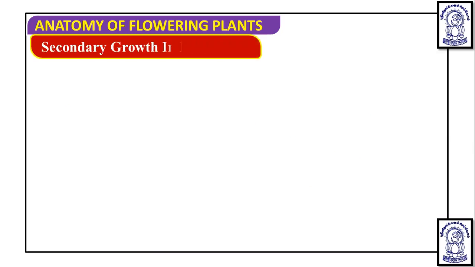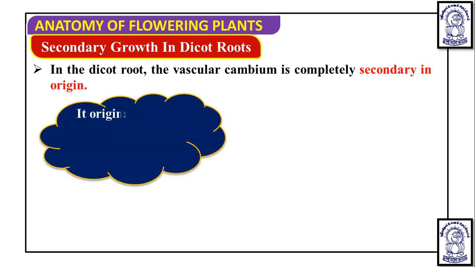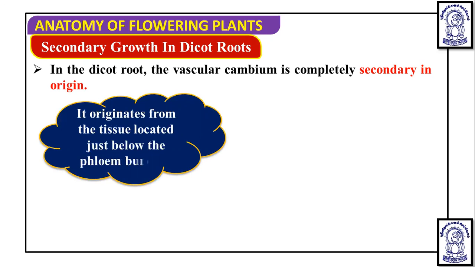In the dicot root, the vascular cambium is completely secondary in origin. Dear student, in dicot stem, we have discussed that it is partially secondary in origin. But in dicot root, it is completely secondary in origin because it arises later in life. From the starting of life, there is no presence of this secondary vascular cambium.